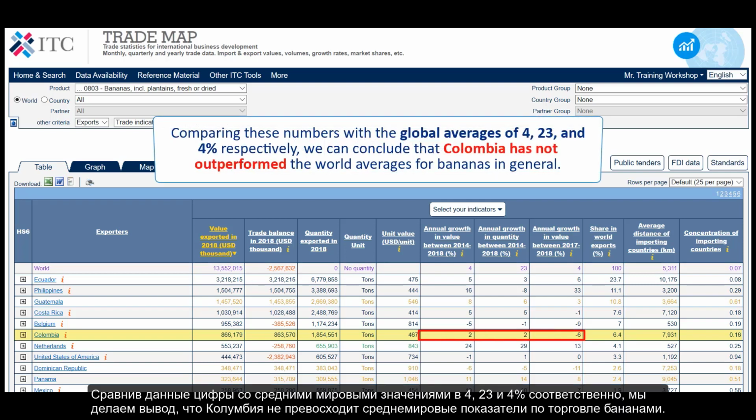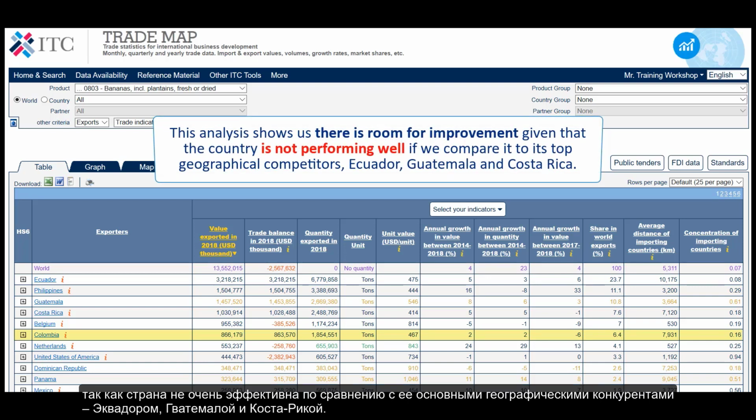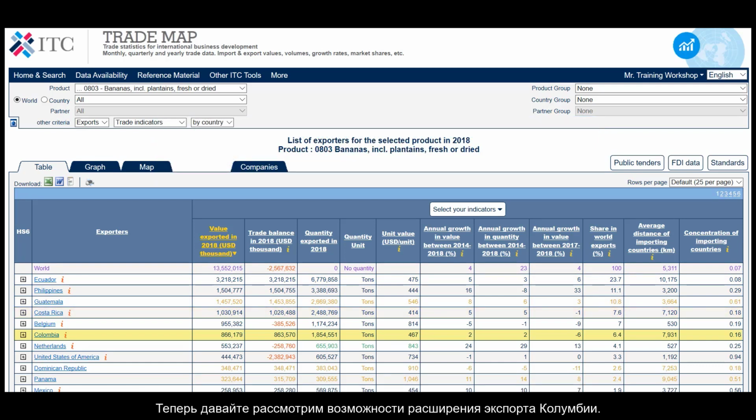Comparing these numbers with the global averages of 4%, 23%, and 4% respectively, we can conclude that Colombia has not outperformed the world averages for bananas in general. This analysis shows us there is room for improvement, given that the country is not performing well if we compare it to its top geographical competitors, Ecuador, Guatemala, and Costa Rica. Let us now see how Colombia might expand its exports.